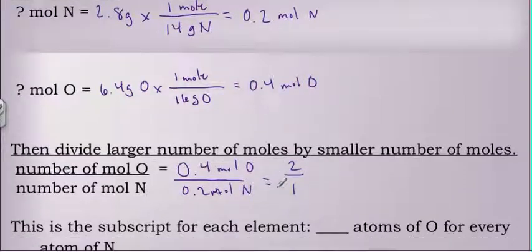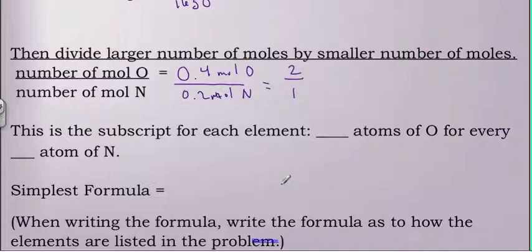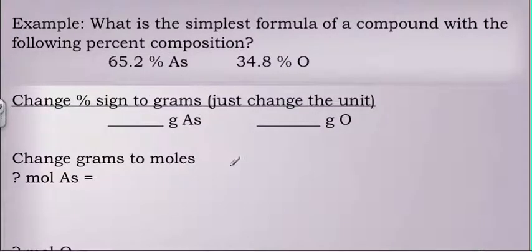So what these numbers mean is the subscript for each of these elements. There are 2 atoms of oxygen for every 1 atom of nitrogen. So my empirical formula here is NO2. It's always important that when you write the formula, you write it as it's actually listed in the problem, with the same element first. So that's one way of finding the empirical formula. We just found NO2. The other way is if we're given percent composition.